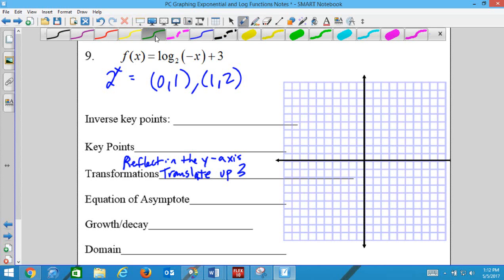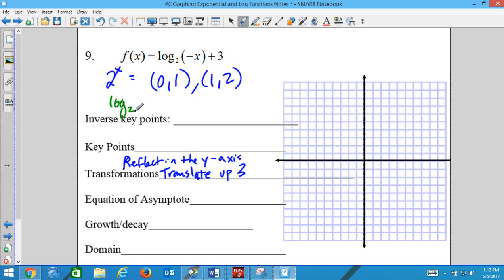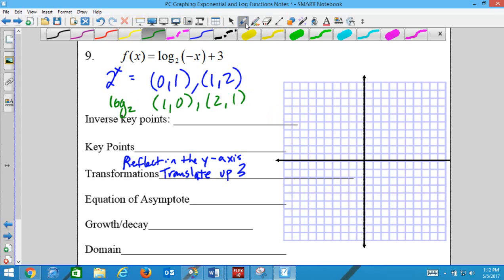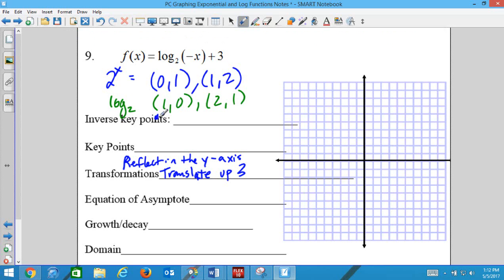Okay, so then for my log base, I have to switch these from (0, 1) to (1, 0). And then I have to do my transformations. So we are multiplying the x's by -1, and we are adding 3 to the y's. So our key points are going to be (-1, 3) and (-2, 4).